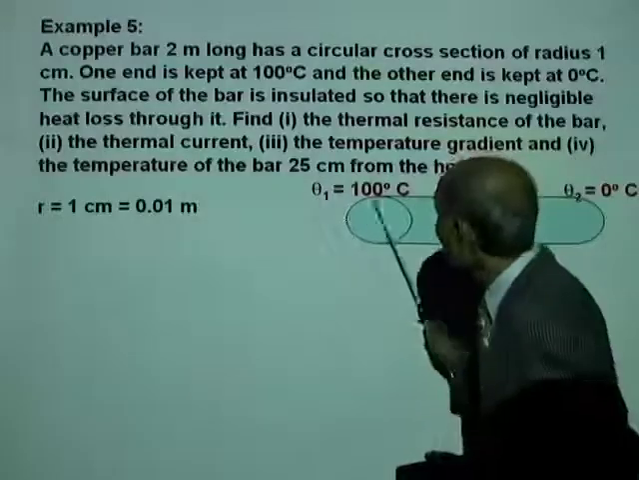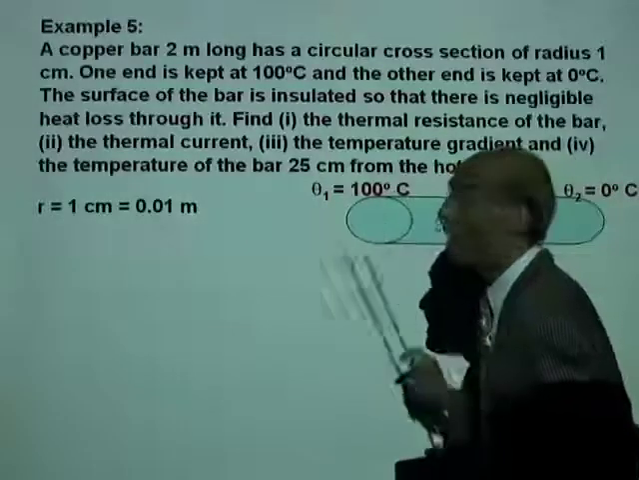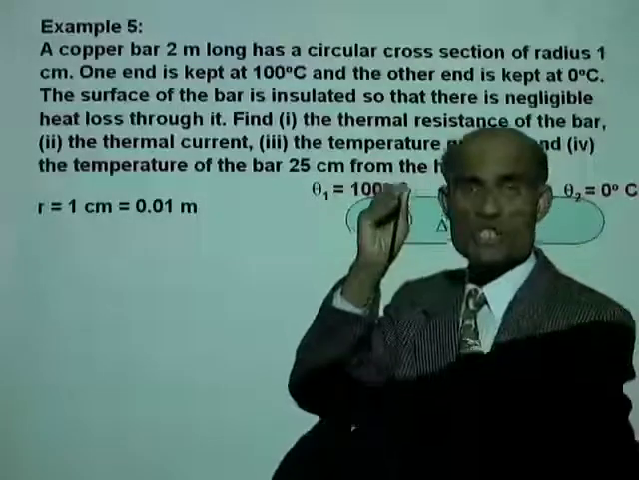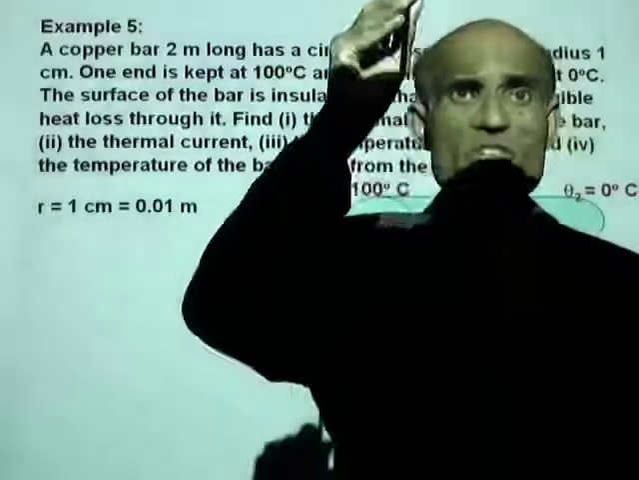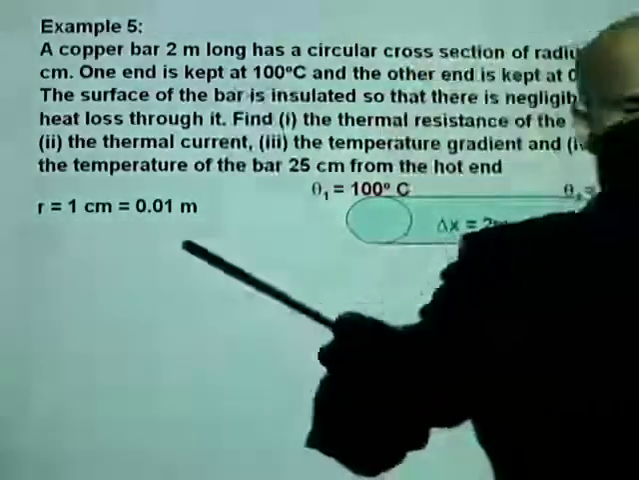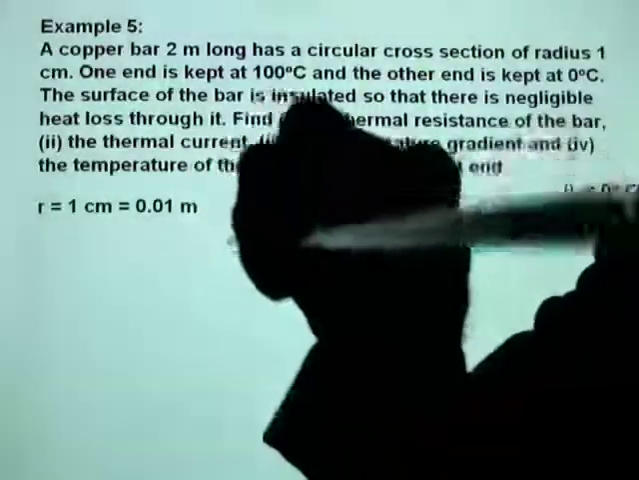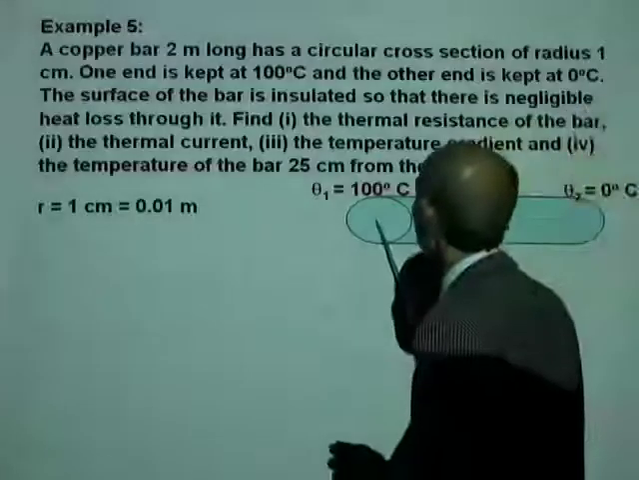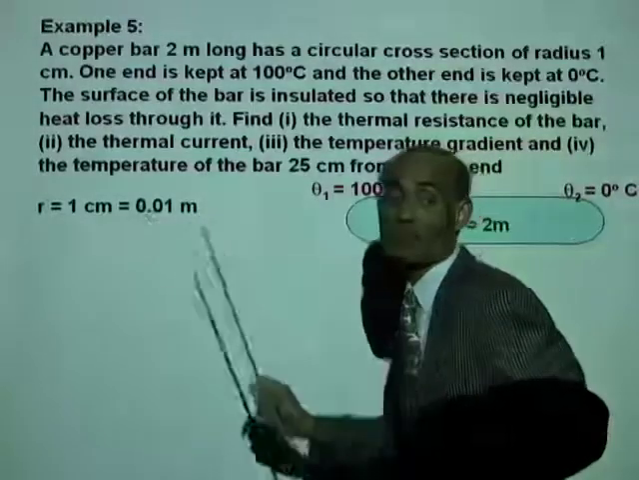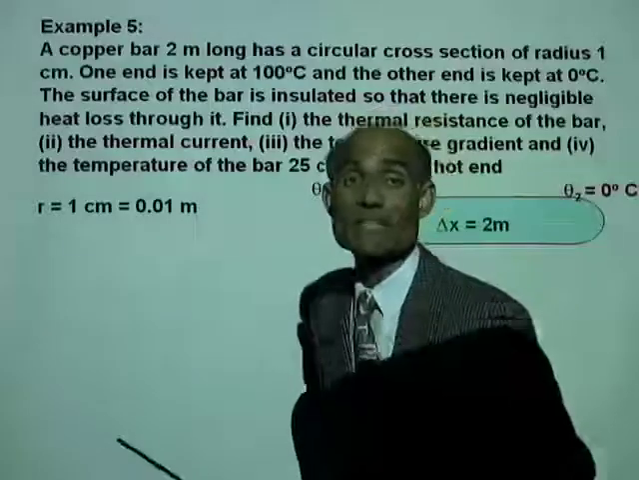And the radius of the copper bar is like this, what I'm holding here. Can you see this? Well, I'm trying to see if I can put it about the light. But, well, the end is circular. The radius of this circular part is 1 centimeter, that is 0.01 meter.